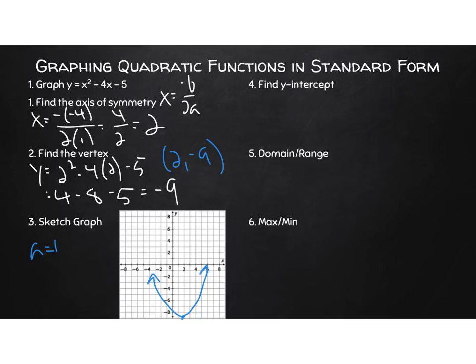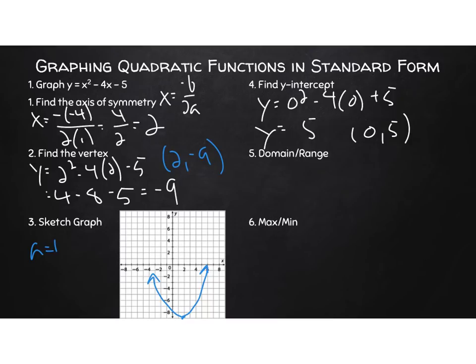Now, to find our y-intercept, what we want to do is substitute 0 in for x. And so I get y equals 0 squared minus 4 times 0 plus 5. All the zeros cancel out, and you get y equals 5. So then our y-intercept is 0, 5.